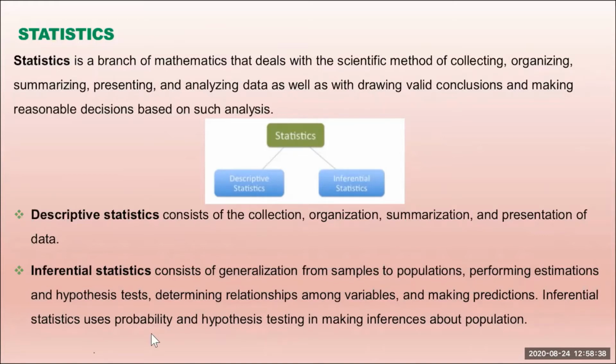Inferential statistics use two important things. One is called the probability. We'll talk about probability later on. And also hypothesis testing to make the decision or the inferences about the population. So in this slide, we talk about statistics and two different branches of statistics.